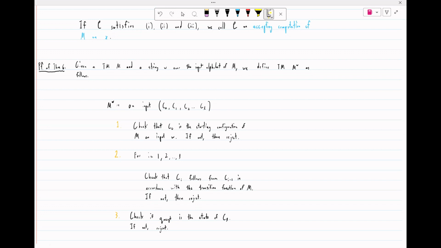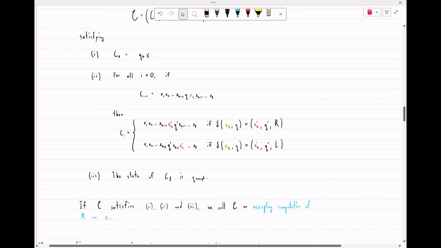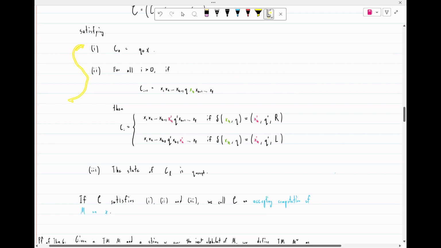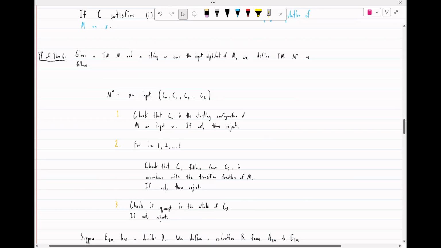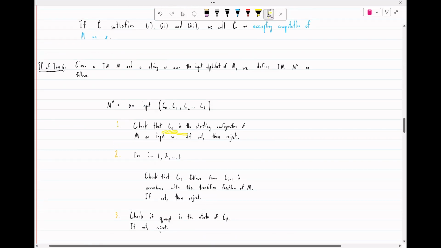The way that this Turing machine can check if this is an accepting computation is by checking exactly the 3 conditions that we gave in the definition. The first thing it's going to do is check that C0 is the starting configuration on input W. We're going to design this Turing machine M_W so that its language will be exactly the set of accepting computations, if they exist. If the language is empty, that means there is no accepting computation and M rejects on W.